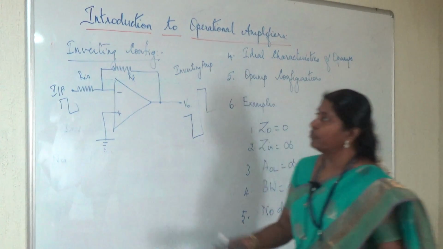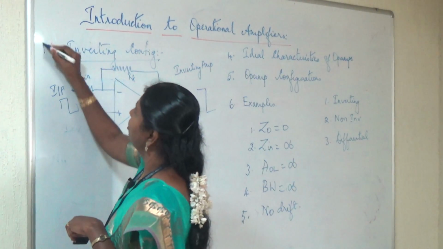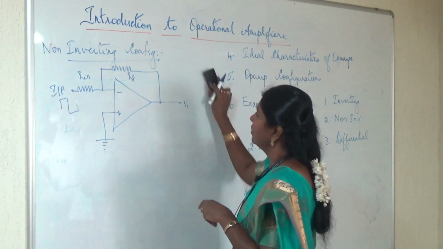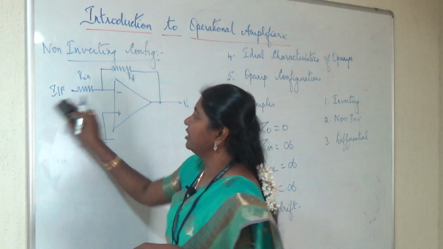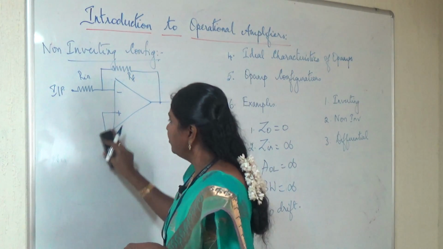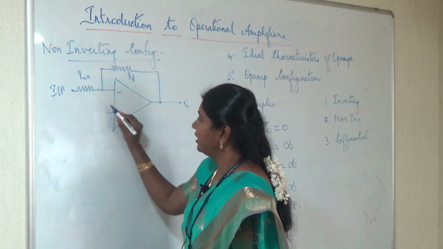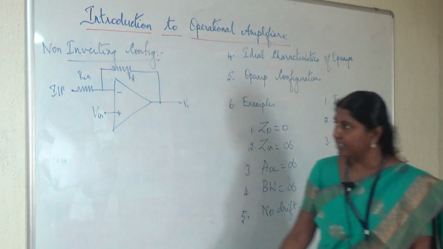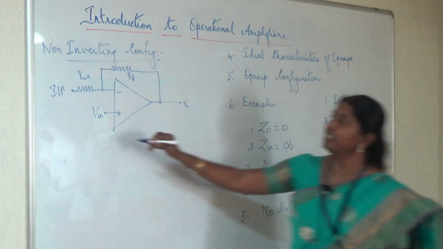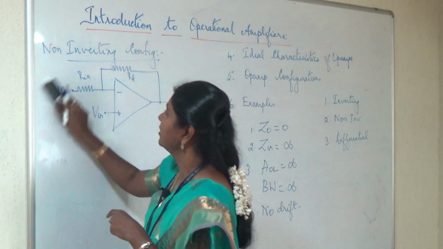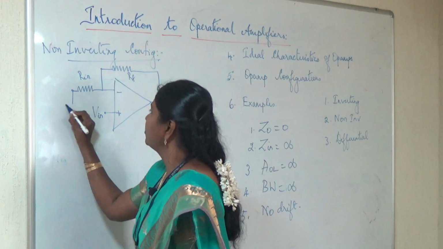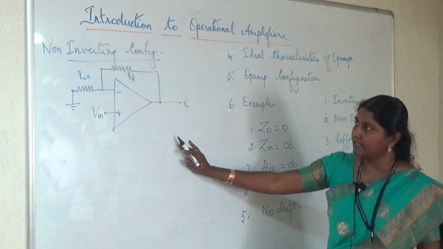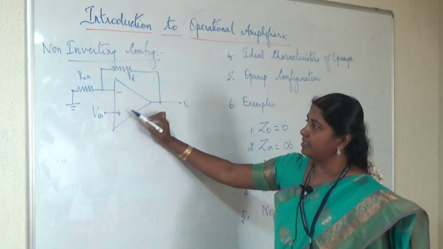The second type of configuration I will call as the non-inverting configuration. So in the non-inverting configuration, the input should be given to the non-inverting terminal. So Vin is going to be given to the non-inverting terminal and the inverting terminal has to be grounded. So we will retain the input resistance and the feedback resistance as it is. I have just made a small change in the circuit.